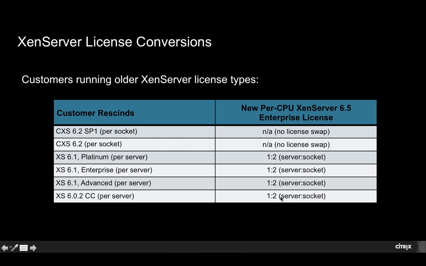You can actually get access to this license conversion tool through the Citrix My Account tool online. And that's on a 2 CPU socket licenses for every one of your per server licenses that you had before. And that'll take you from the edition you had previously to the XenServer Enterprise Edition of today.